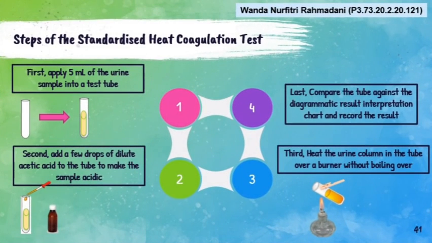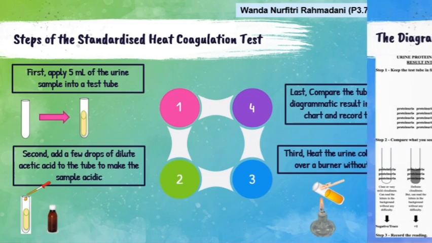Steps of the standardized heat coagulation test. First, put 5 ml of the urine sample into a test tube. Second, add a few drops of dilute acetic acid to the tube to make the sample acidic. Third, heat the urine column in the tube over a burner without boiling over. Last, compare the tube against the diagrammatic result interpretation chart and record the result.